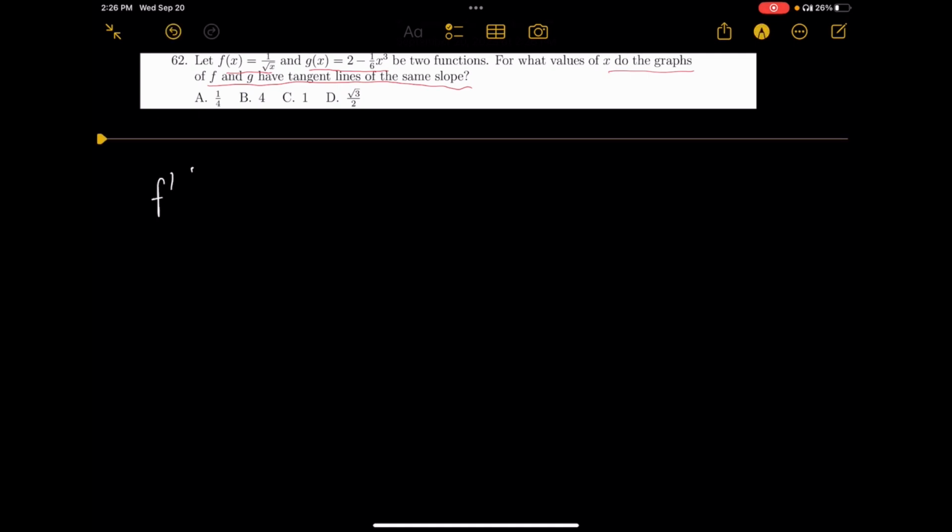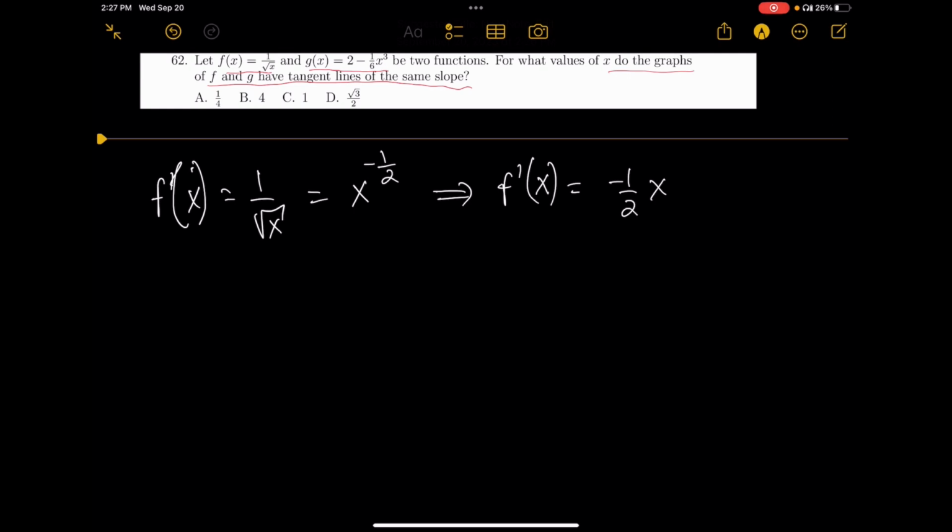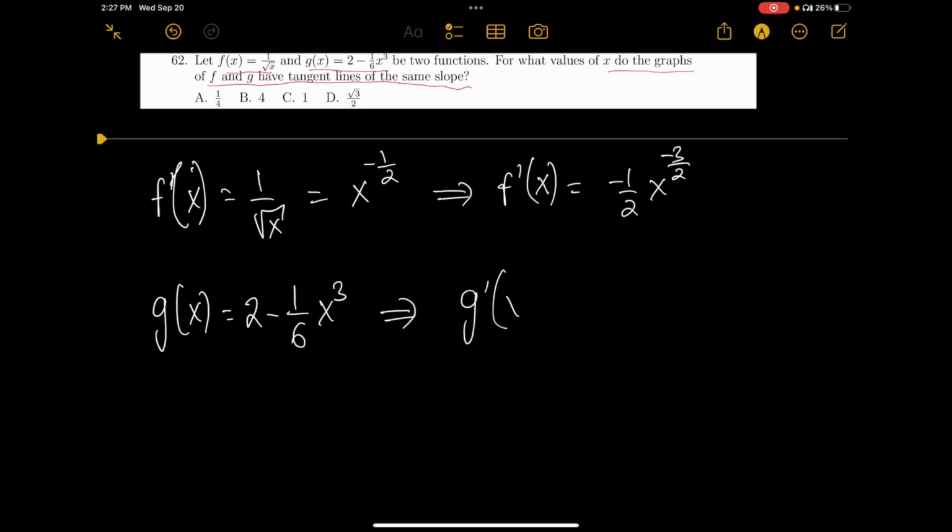First, f of x is 1 over square root of x, which is x to the power of negative 1 over 2. This implies that f derivative of x is negative 1 over 2 x to the power of negative 1 over 2 minus 1, that is x to the power of minus 3 over 2. Now g of x is 2 minus 1 over 6 x to the power of 3. This implies that g derivative of x is equal to the derivative of 2, which is 0, minus 1 over 6 times 3x squared. 3 over 6 is 1 over 2, so we get negative 1 over 2 x squared.